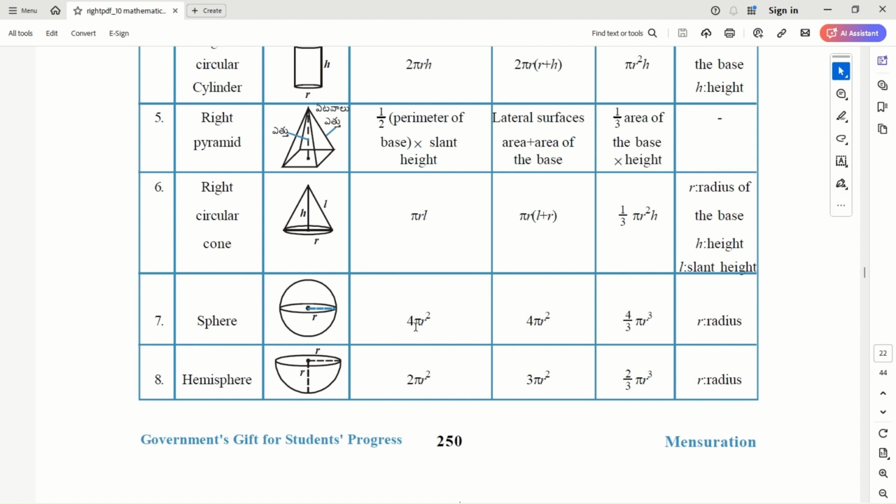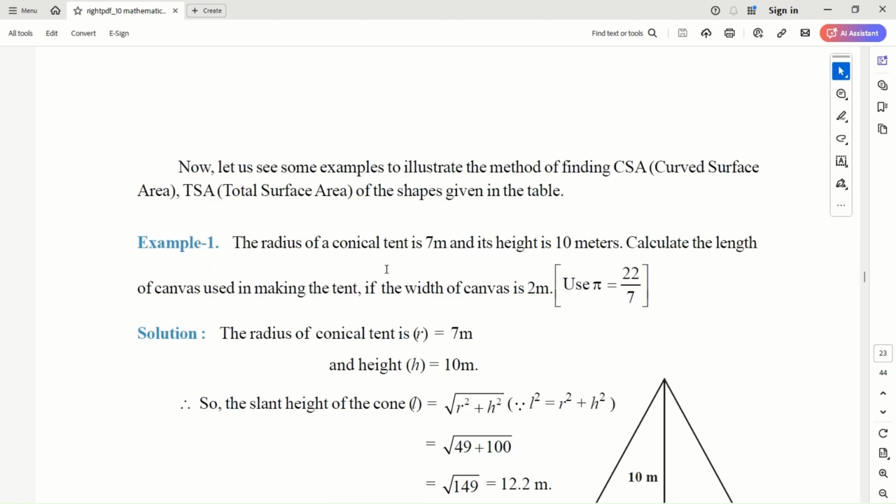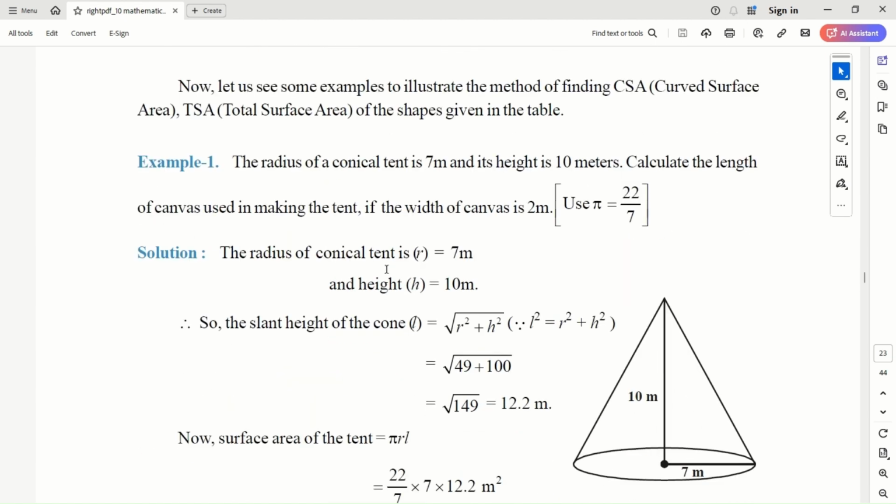So the lateral surface area is exactly half, but for the total surface area, you will include the top, pi r square also. So it will become 3 pi r square. So these things you remember. Now let's get into examples. With that, you will learn more actually.